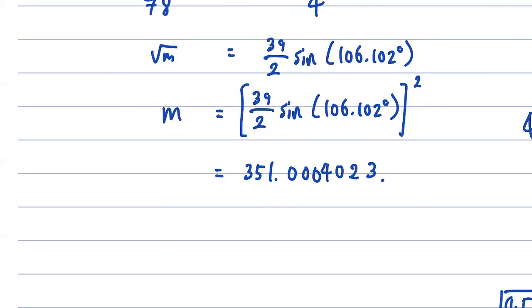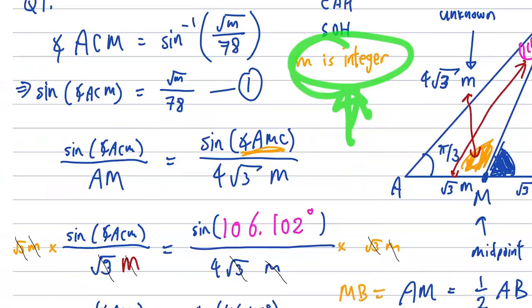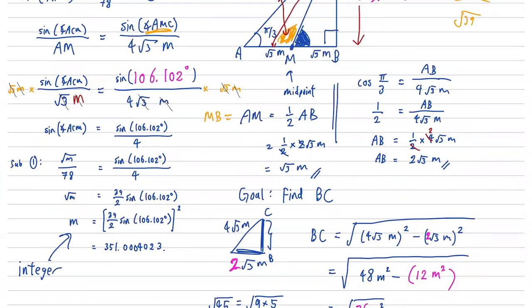It's not precise. The question was asking for an integer value of m. It has to be an integer. So there's a problem with this method. The actual answer is 351, but we are not allowed to just round off and conclude it's 351. Instead, we need to identify where this decimal came from. The actual answer should have given us an exact value of 351, but we got an answer that involves decimals, which is inaccurate.